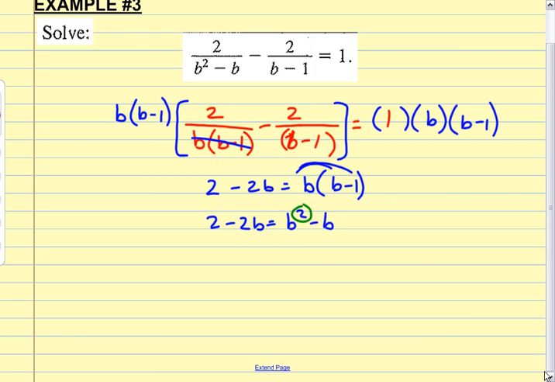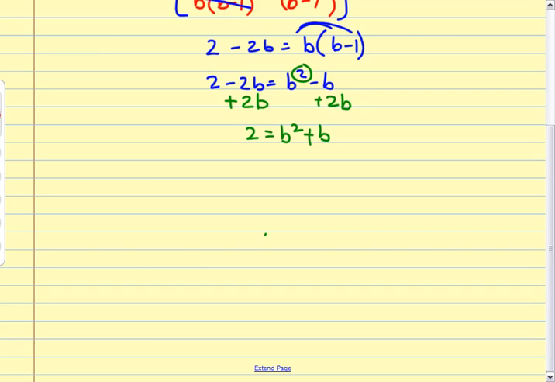So let's put these things all on one side. I'm going to add 2b to both sides. Now I've got that 2 is equal to b squared plus b, right? Now I'm going to subtract 2 from both sides. And now I've got that 0 is equal to b squared plus b minus 2.